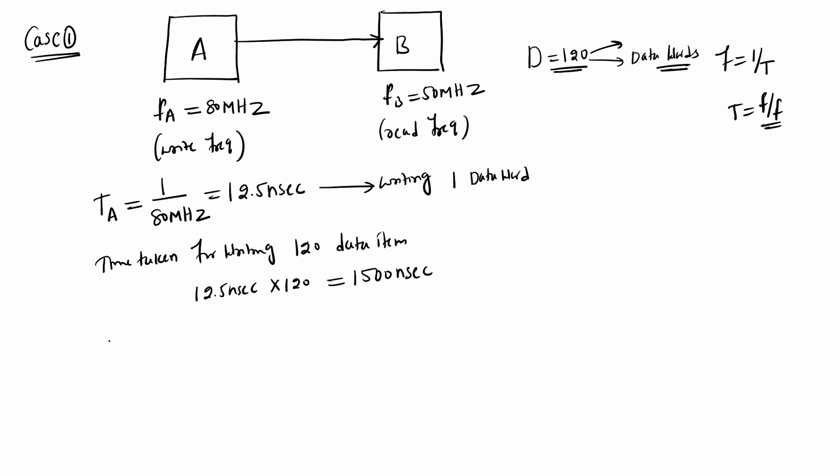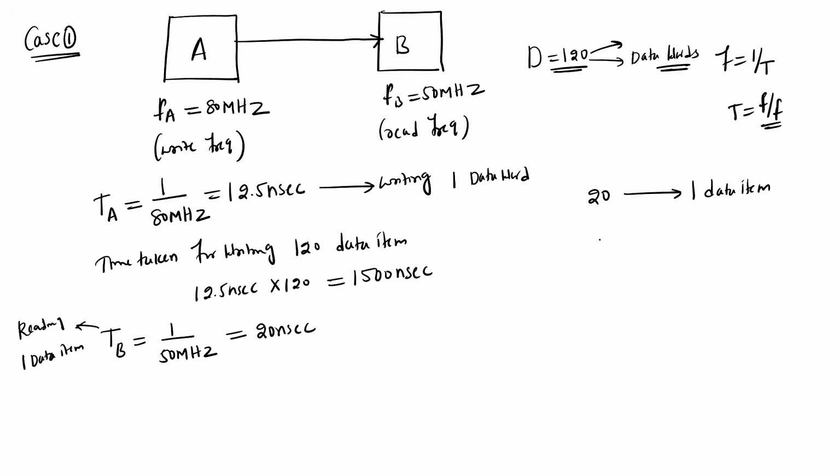Let us take TB. TB is the time taken for reading one data item, which is 1 upon 50 megahertz. So this is 20 nanoseconds. That means in 20 nanoseconds it will read one data item.